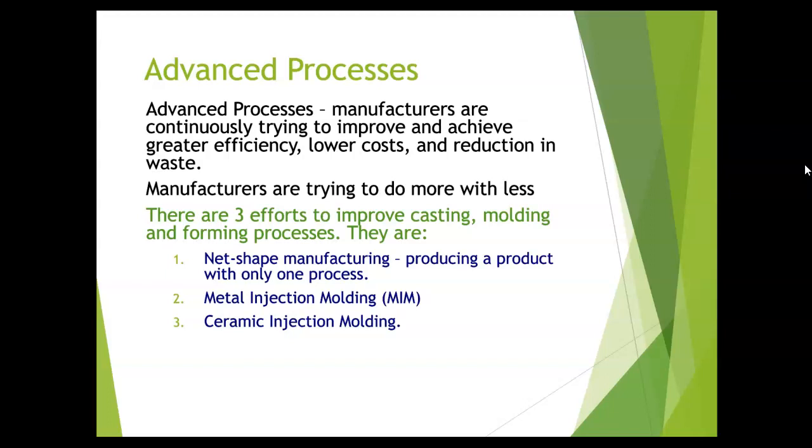And as we sit here and talk about improving castings or molding processes or even forming processes, there is a concept called net shape manufacturing. This is where we can produce a product by using only one process. And if you think about it, a lot of things could possibly be done this way. Of course, 3D printing has kind of given us a leap in terms of developing this net shape manufacturing process. It's not quite there yet, but it could be in the future.